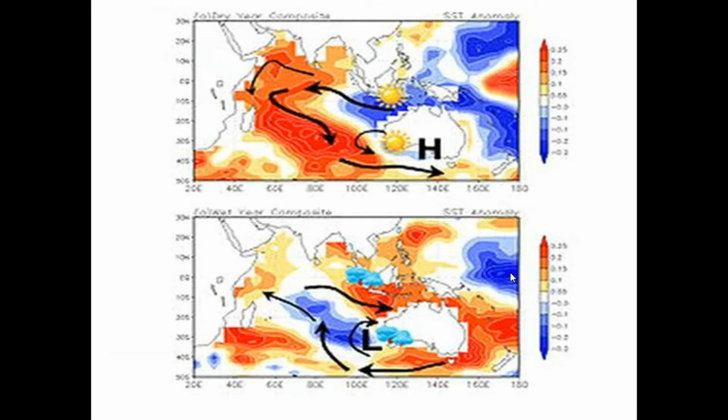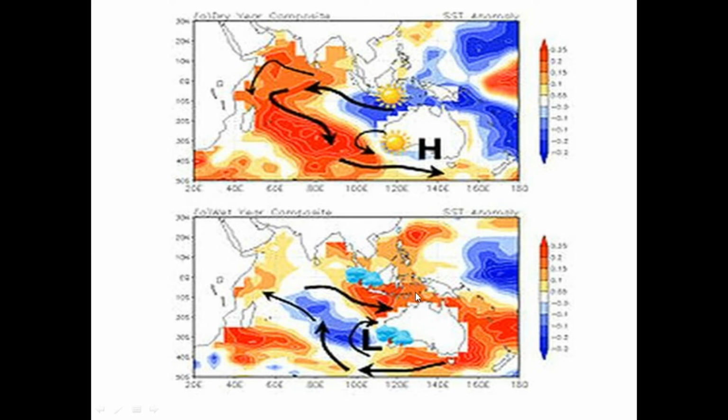This is just a very detailed graph showing warming conditions in the Western Indian, cooling conditions here, high pressure system here, and then the reversal. You get the low pressure system this way.